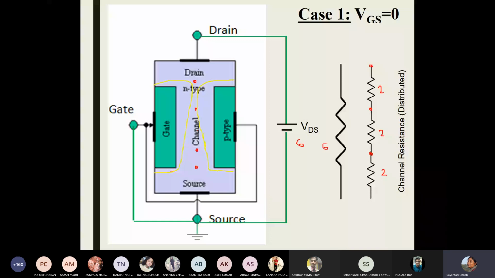So, questions, doubts, if you have any? Is the idea clear? Whatever we are discussing. Ma'am, this resistance gradient is inside the channel, right? Inside the channel, the JFET channel.